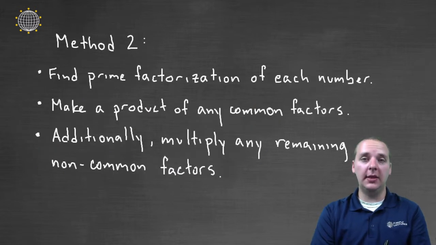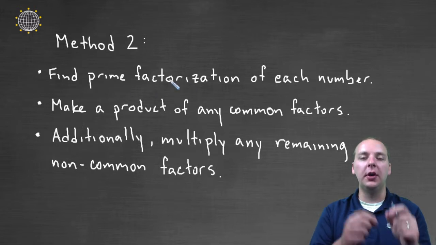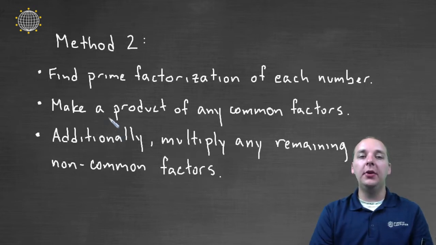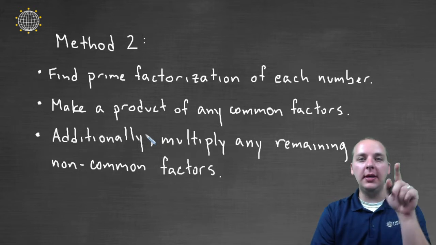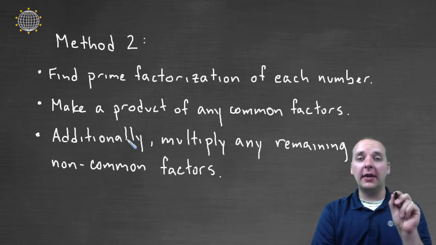All right, now the other method is a little bit more involved, but sometimes it's necessary. So let me see if I can explain this technique to you. What we do is, if you have two numbers, the first thing you do is you find a prime factorization of each number. You take each number and you factor it down all the way until you can't factor it anymore. Then you're going to look for any common factors that might be in both of the factor sets. And we're going to make a product of all these common factors. All right, and then additionally, on top of that product, we're going to multiply any remaining factors that are not common to the two different factor sets.